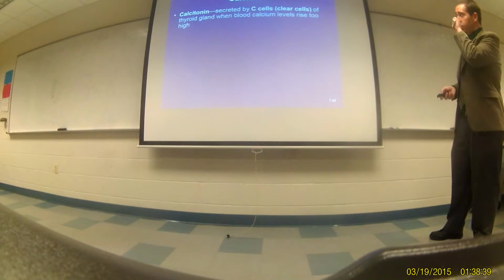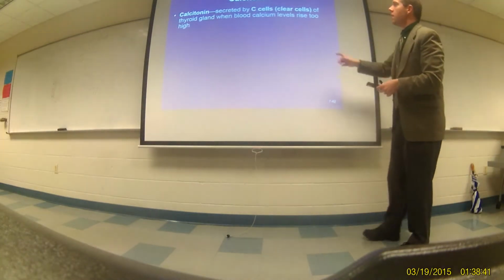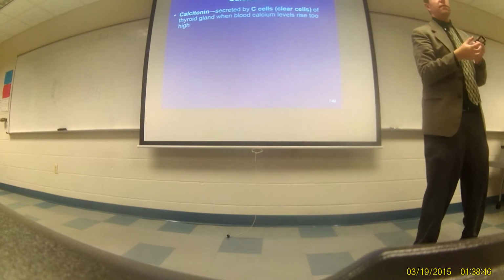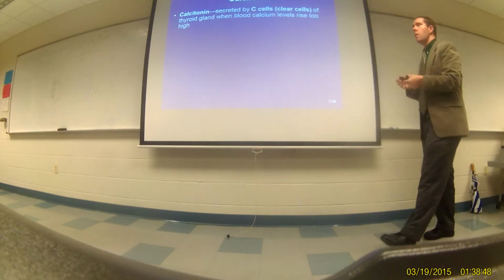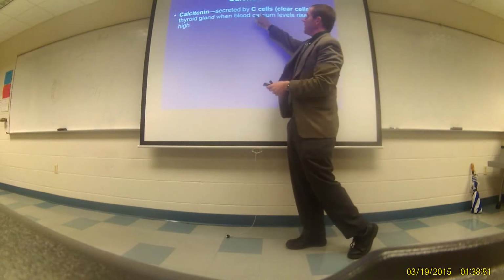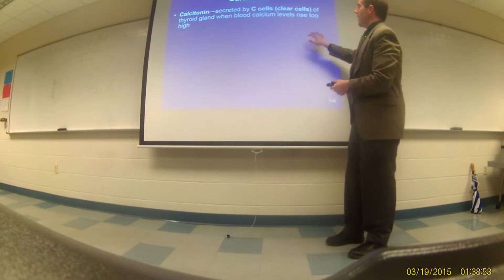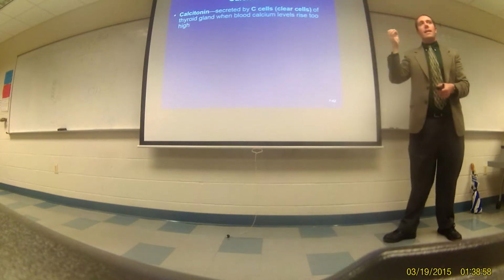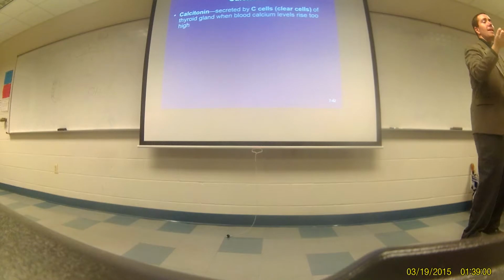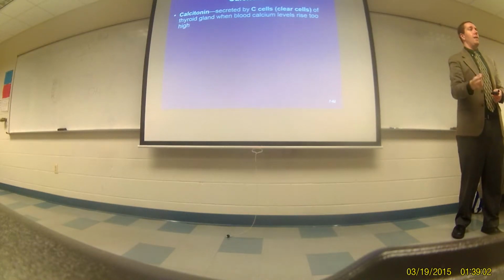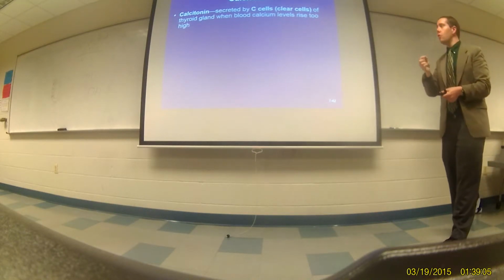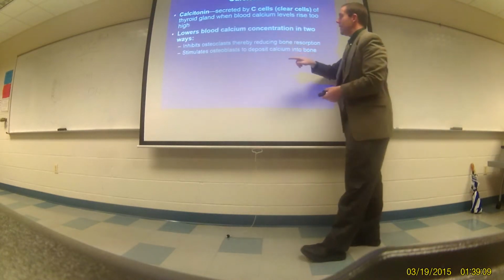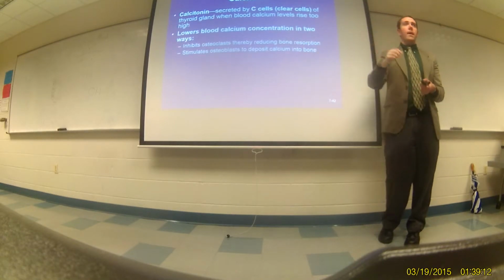So this is calcitonin. This is going to come from part of our thyroid. Our thyroid has several functions, a few different types of cells. One of them is called C cells. These are clear cells, and these are going to secrete calcitonin. The thyroid is going to be able to determine that the calcium in our blood is too high. If the calcium in our blood is too high, the thyroid is going to secrete calcitonin, and this is going to lower the blood calcium.